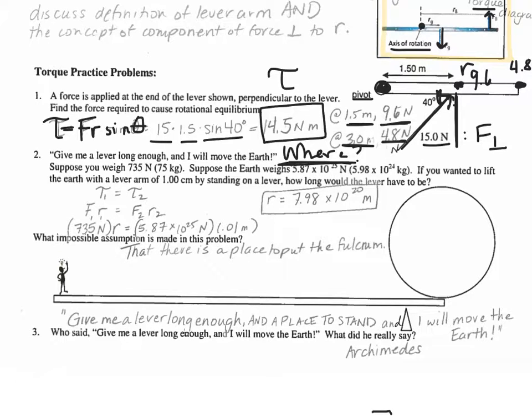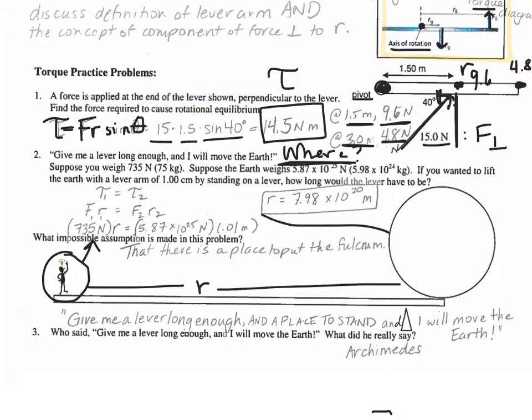So I've set this up so that the two torques are equal. So we've got a torque on the left here due to the person, 735 newtons, and the distance of the person from the lever is going to be R. And then we've got the earth, the weight of the earth, which is the 5.87 times 10 to the 25th, and then the earth's distance to the lever was just 0.01 meters. So I set it up in the formula and I solve for R, and I get 7.98 times 10 to the 20th meters, which is a very, very, very long lever.